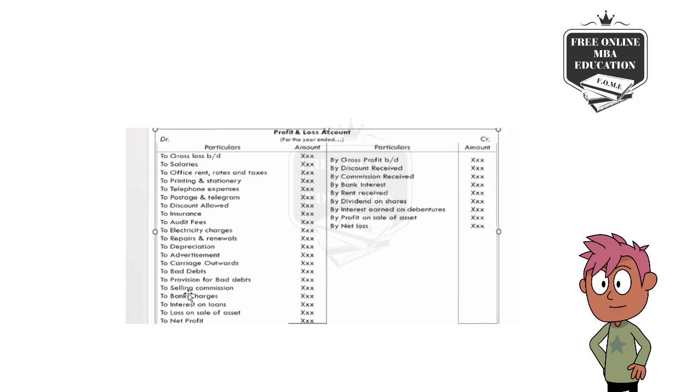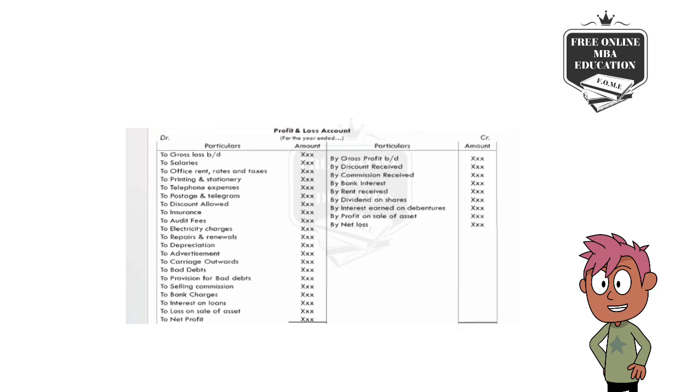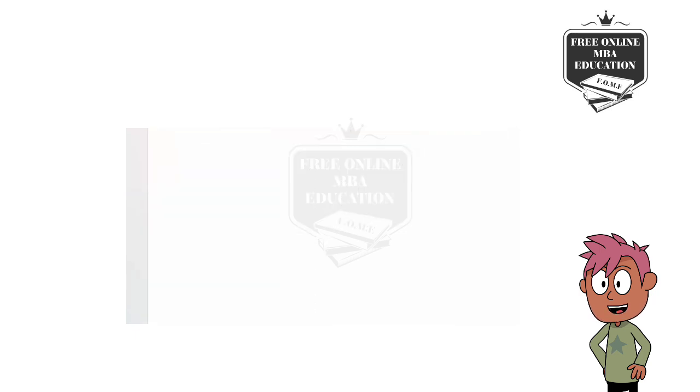So this is all amounts which you are going to receive. Now, there could appear just one item, the gross loss, which we are going to get from the trading account. Now, why do we prepare the trading account? Let me clarify this first. For every organization, we are not going to maintain and prepare the trading account.